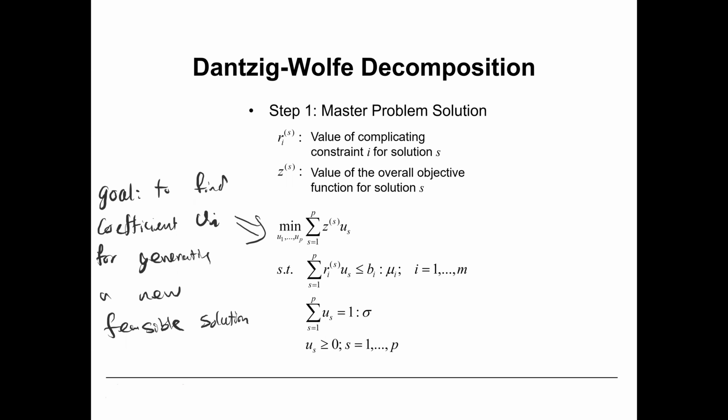And then we have, so this is our objective function. And why do we have P here? P is the number of generated feasible solutions, right?